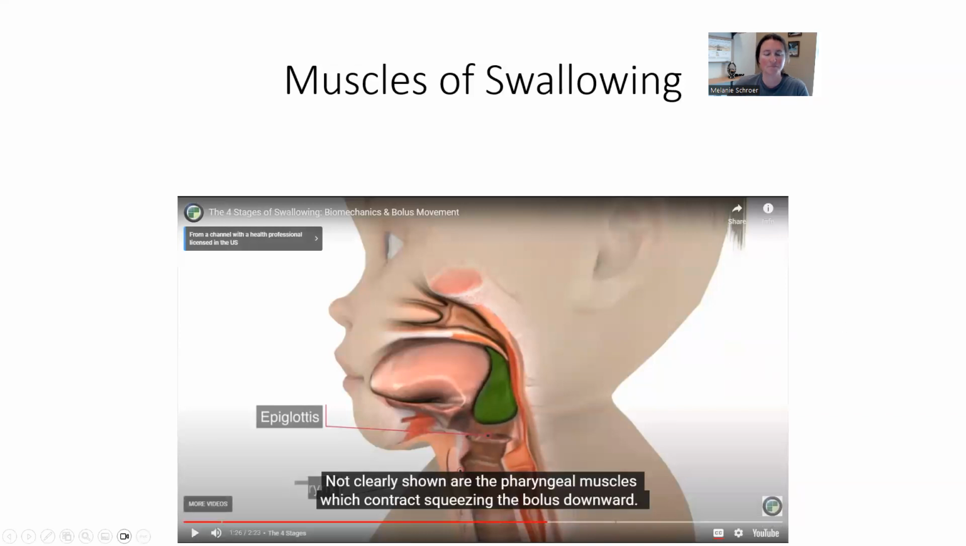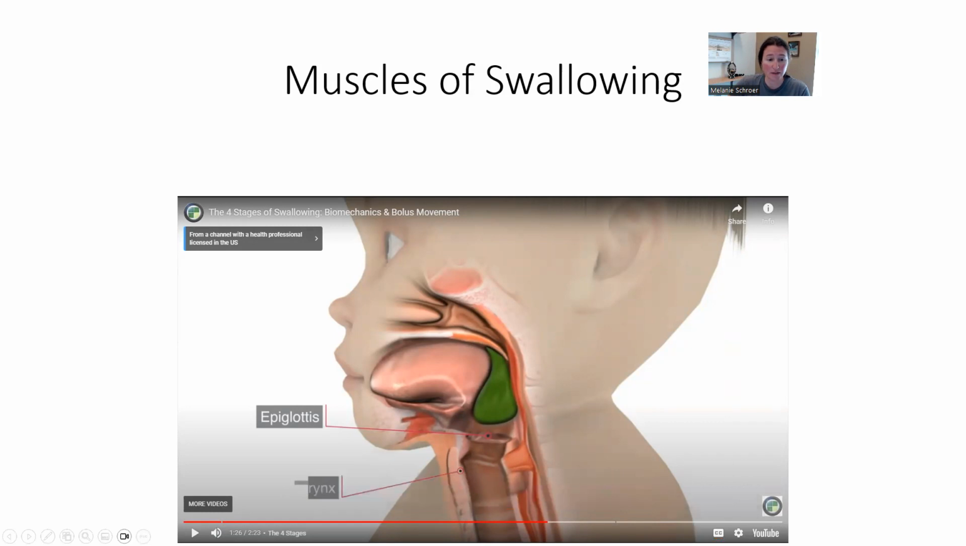So you might be wondering why I'm showing you this. Our next group of muscles is called the muscles of swallowing. And so you can see that the reflex of swallowing really is a complicated process. It involves lots of different muscles, but the ones that we are specifically going to talk about are the muscles that elevate the larynx. So we can see here, this is the larynx.